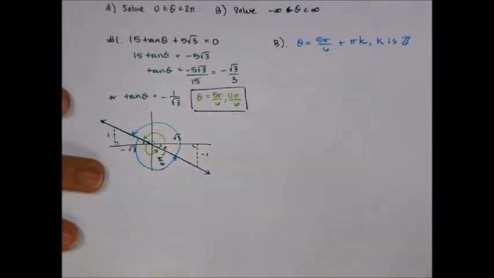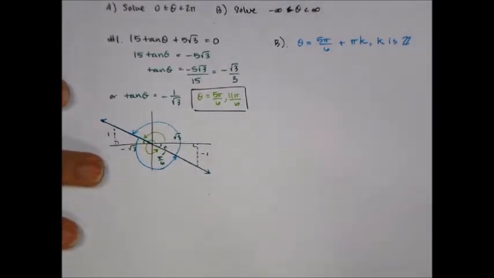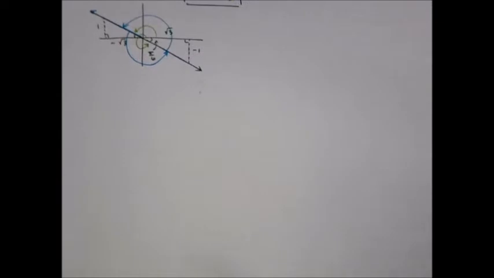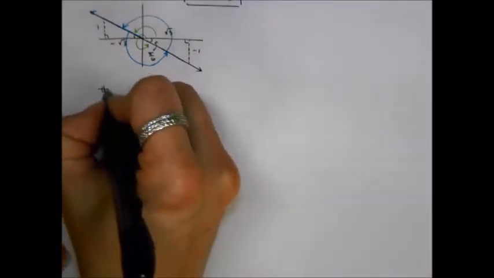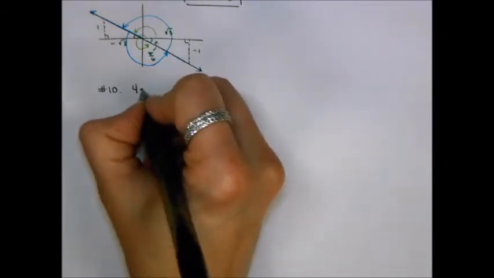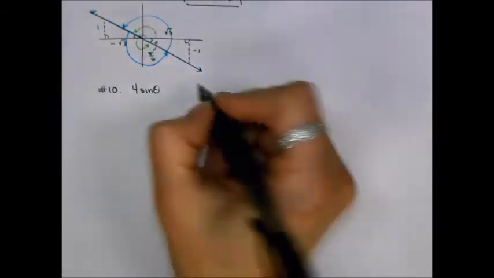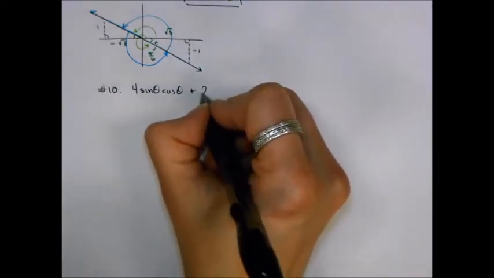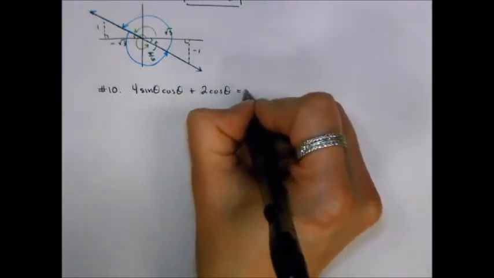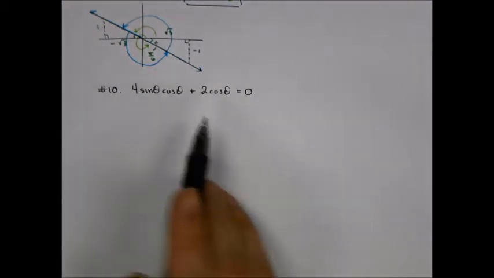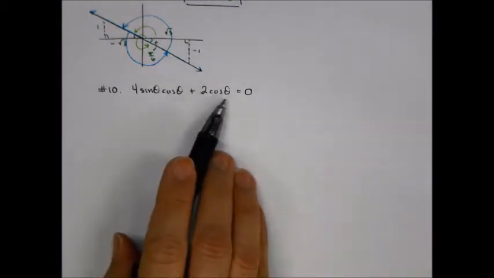So let's try another problem. We're going to look at number 10. All right, so a little bit of factoring here. You'll notice both terms have a 2 cosine, so we'll factor that out.